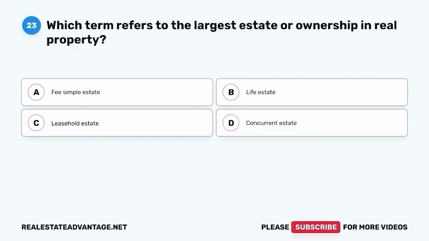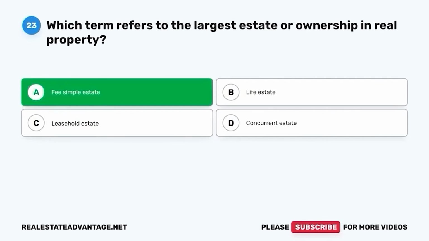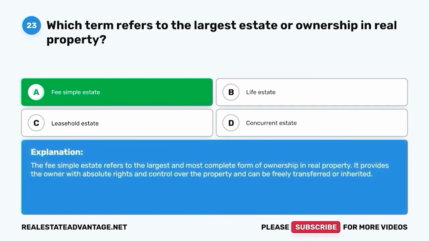Question 23. Which term refers to the largest estate or ownership in real property? A. Fee simple estate. B. Life estate. C. Leasehold estate. D. Concurrent estate. The correct answer is A. Fee simple estate. The fee simple estate refers to the largest and most complete form of ownership in real property. It provides the owner with absolute rights and control over the property and can be freely transferred or inherited.